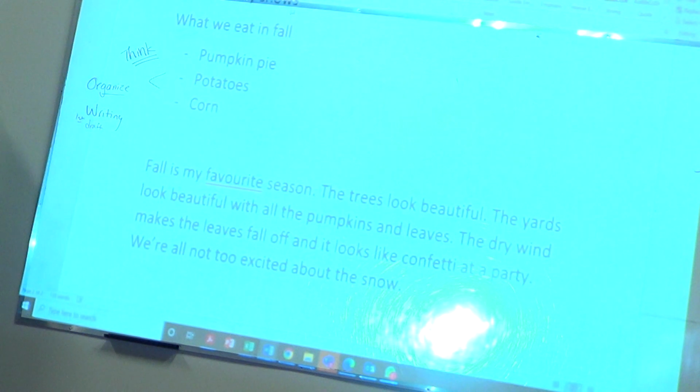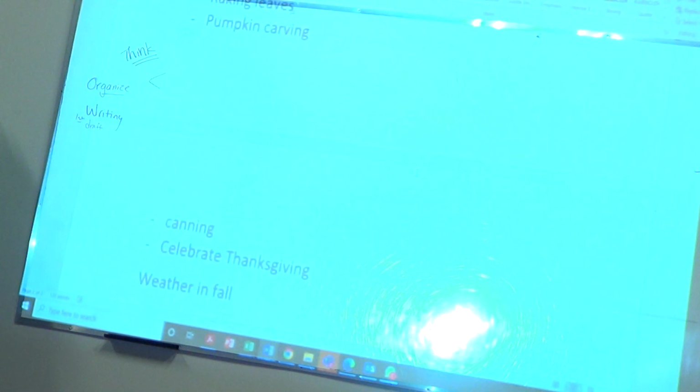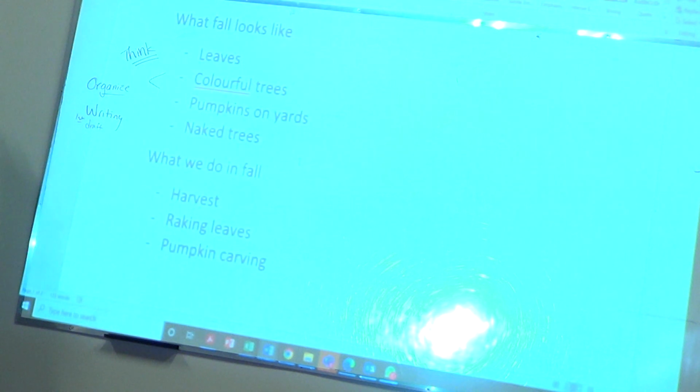Okay, let's move on, because we don't want to stop too much. I'll just read what we have. Fall is my favorite season. The trees look beautiful. The yards look beautiful with all the pumpkins and leaves. The dry wind makes the leaves fall off, and it looks like confetti at a party. We're all not too excited about the snow. Okay. Do we want to go on to what we do in fall?